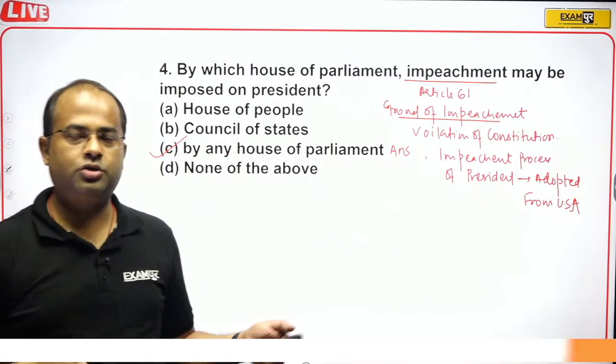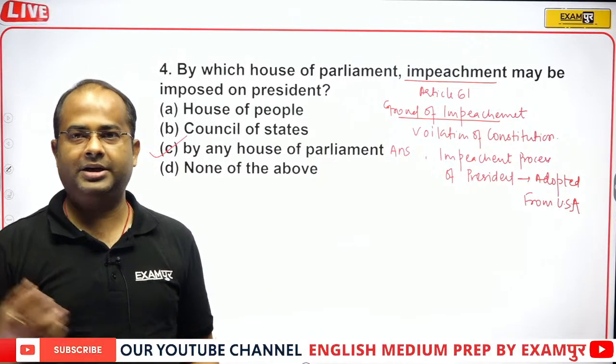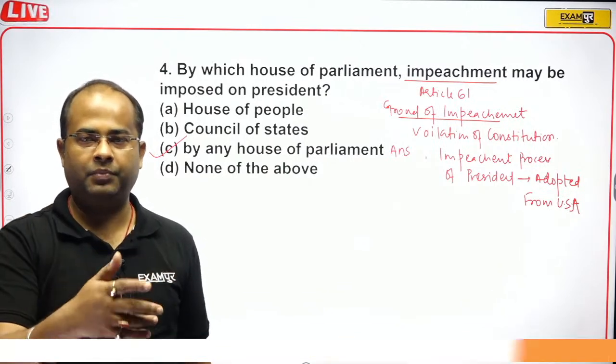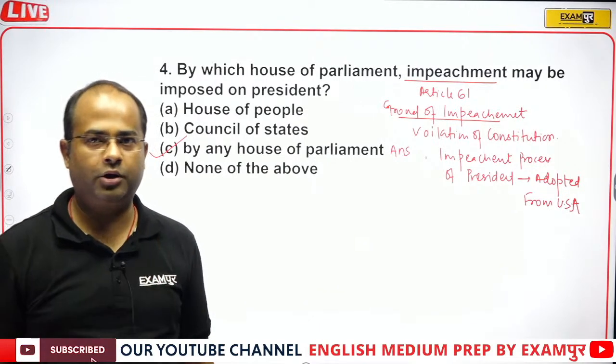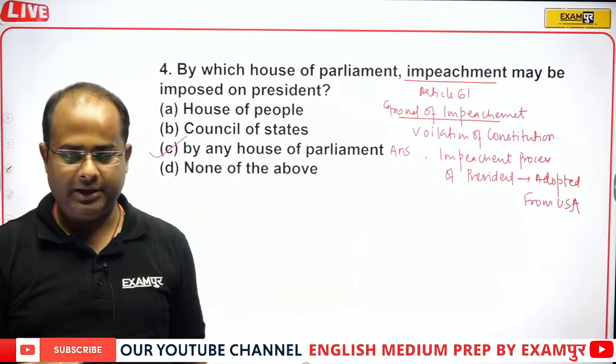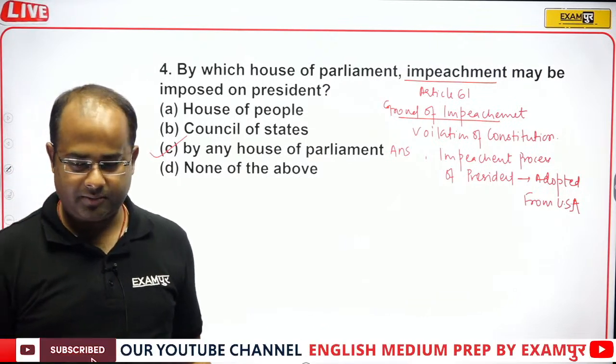And also, 14 days' prior notice will be given to the President, and the President can come personally or through an advocate of his choice to defend himself in that particular investigating house. So the correct answer will be, guys, option C, by either house of the Parliament.